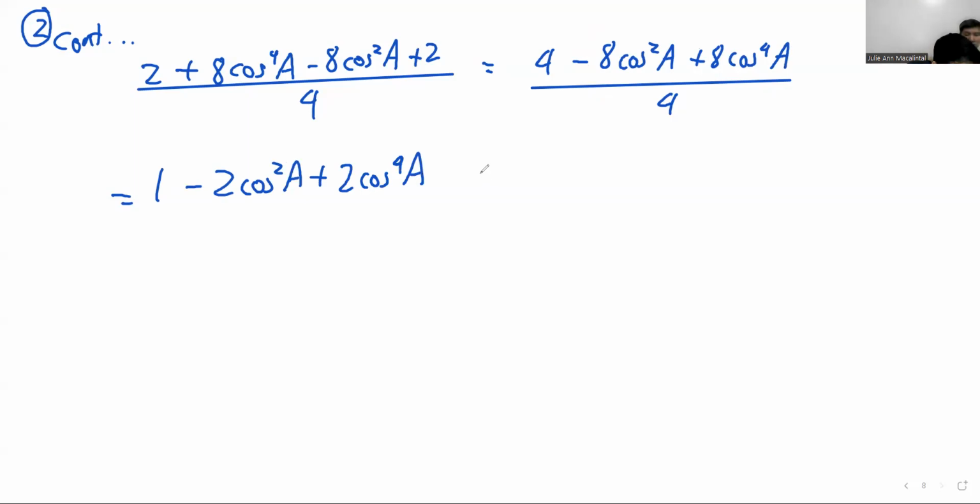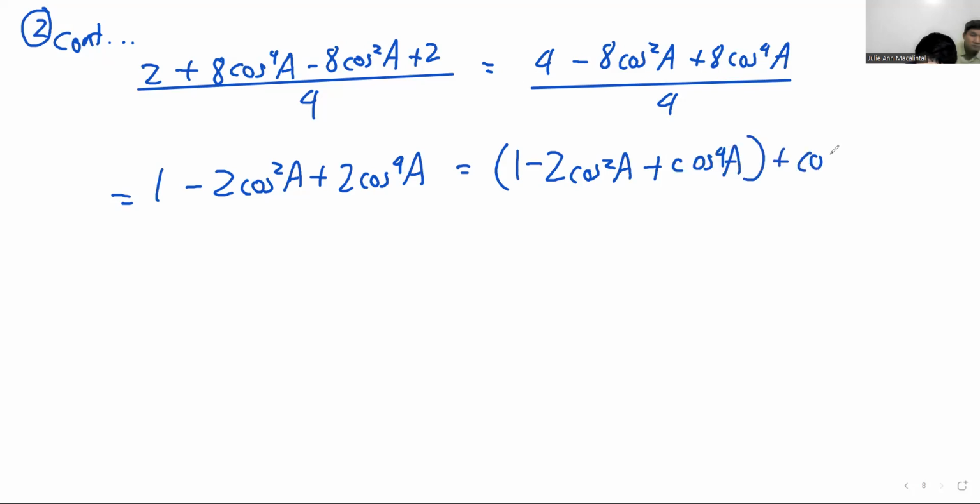And then from here, this will be a pro move. 1 minus 2 cos squared A plus cosine. Notice what I am separating. I separate this from the other cosine for A because this is a perfect square. And then this is 1 minus cosine squared A squared.